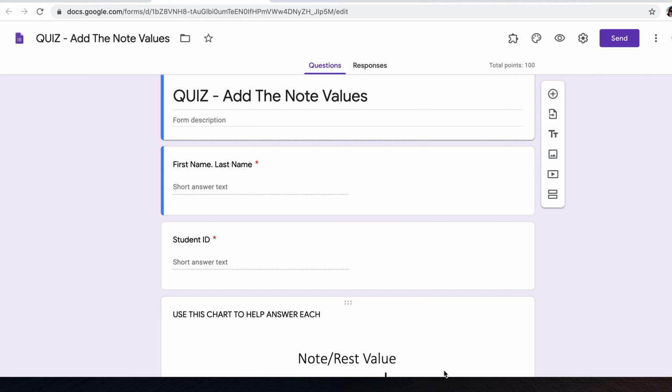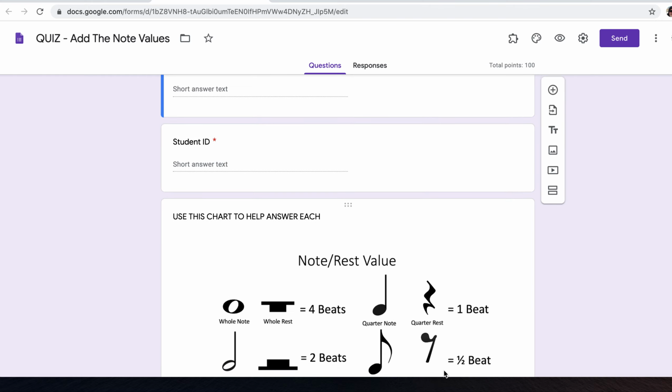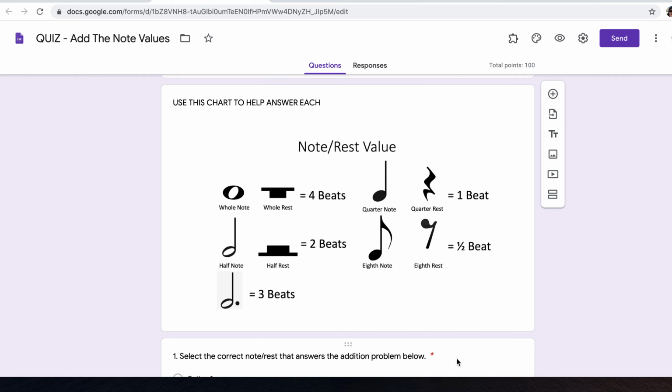I want to give a quick tutorial on this quiz for this week. It has to do with adding the note values together to get an answer. So the first thing you're going to do is look at this chart. And I know you've all seen this chart before.